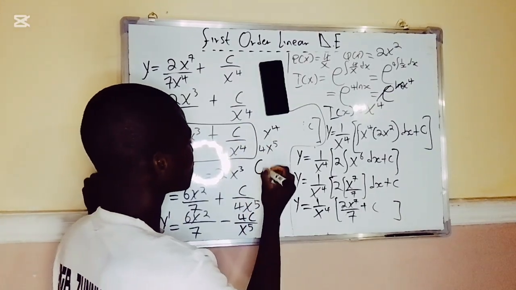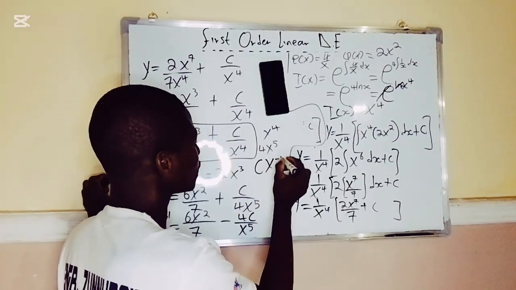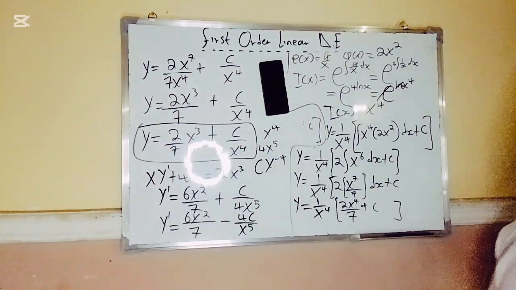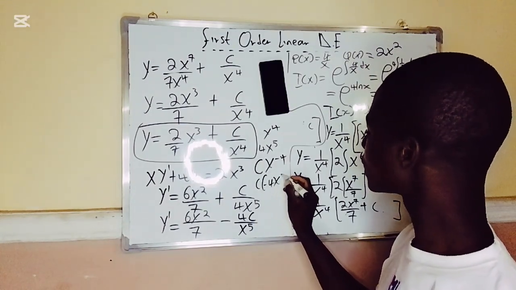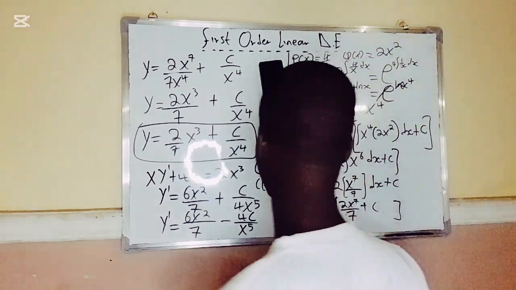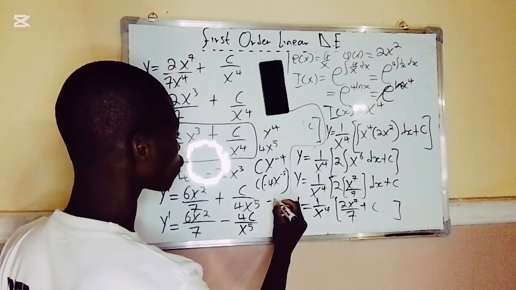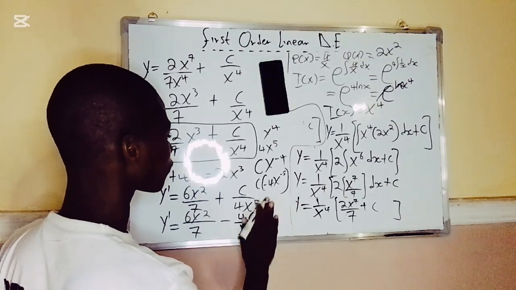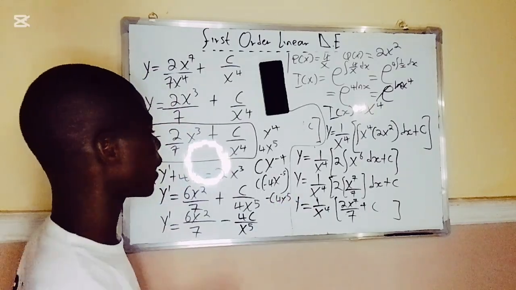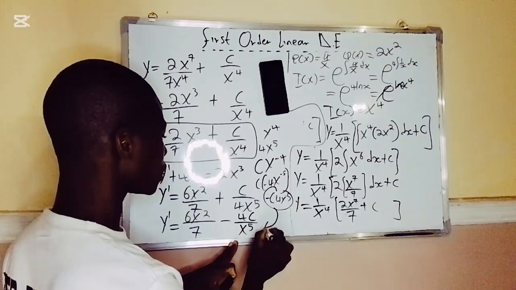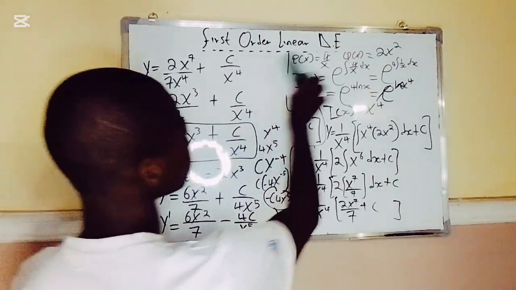Because this c is the same thing as c into x raised to the power of negative 4. So therefore c will be multiplied by negative 4x raised to the power of negative 5. So if you multiply it, it will become negative, which is minus 4c x raised to the power of 5. So therefore this is the same thing as this. So therefore we find the value of y prime.